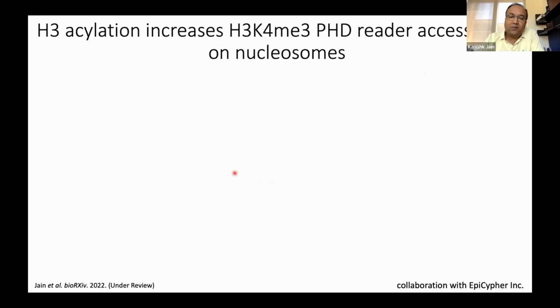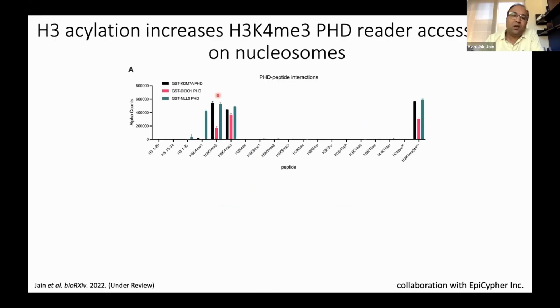And so in our case, we looked at 3 specific reader regions, PHD regions from KDM5A, DIDO1, and MLL5. All three are well studied and have been shown to bind H3K4 trimethylation.